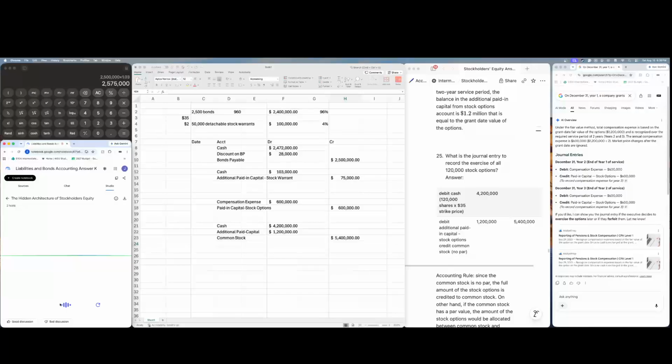Think of it this way. Why would the company get cash? Oh, I see. So then after that, because now they have cash, they can create the compensation expense.